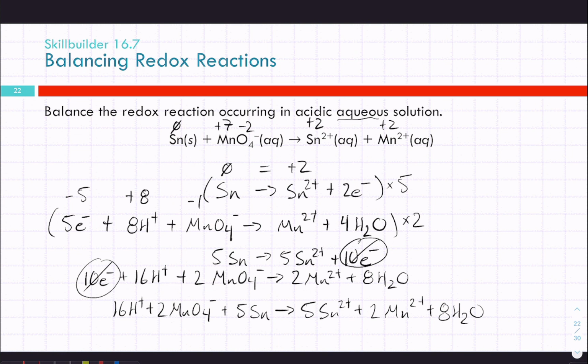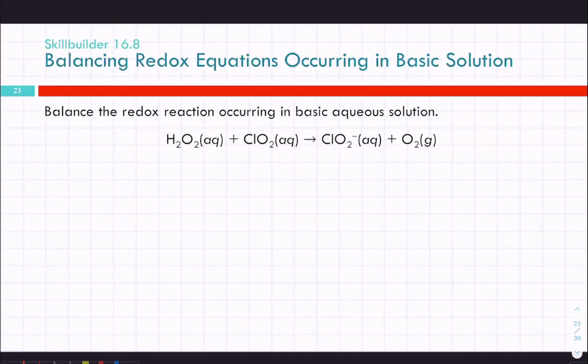Cool. Any questions on that one? I think this is about as complicated as the redox reactions that I would give you. This next one's a little more complicated and also involves a basic solution, so we're just going to skip over that because I do want to get through activity series. But if you want to try this problem on your own time, by all means, send it to me if you have questions.